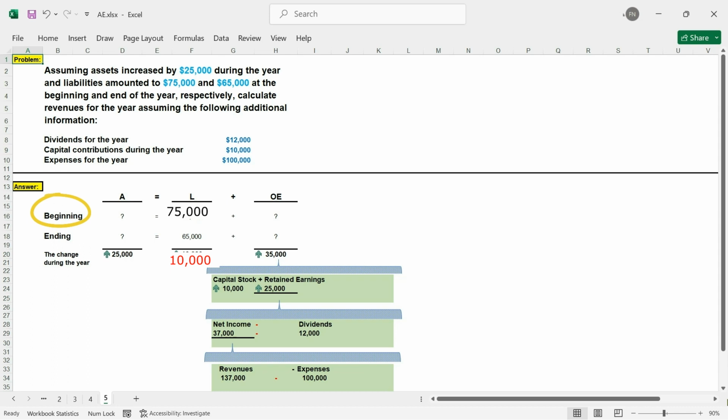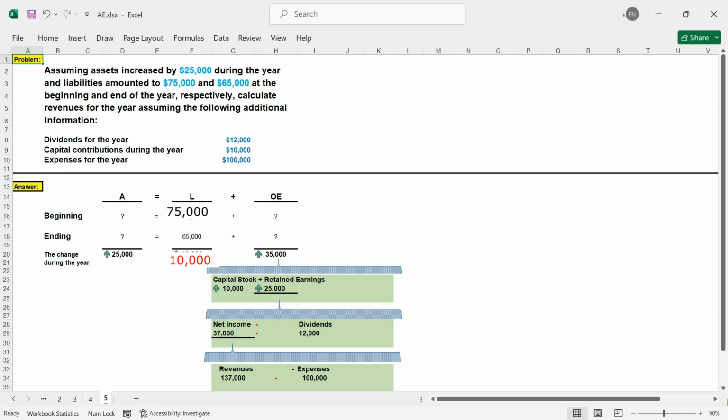And frankly, the only amount that they give me that indicates an amount at the beginning of the year is they do tell me that liabilities amount to $75,000, but they don't tell me the amount of assets or owner's equity. At the end of the year, they also don't give me the assets or owner's equity. They do tell me that liabilities are now $65,000, and the next step in the diagram would be to identify then the change in assets, liabilities, and owner's equity. And clearly I can calculate that there was a change in liabilities, a decrease in liabilities amounting to $10,000.